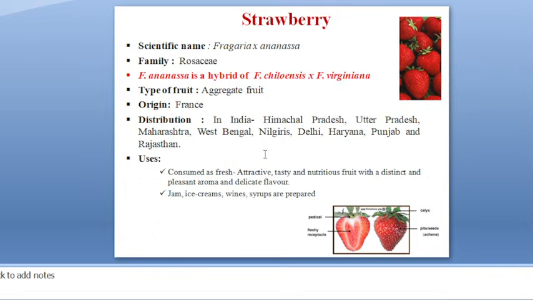Because of its perishability, we can see many value added products, even some nutritional drinks or other value added products like jam. It is a very good fruit crop and has a lot of value in the ice cream industry also. We can prepare wine and syrups, various kinds of wine as well as syrup, from the strawberry.